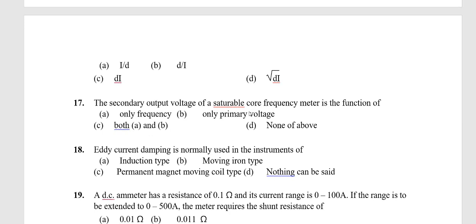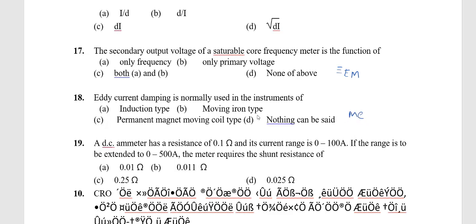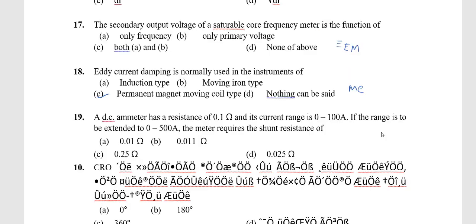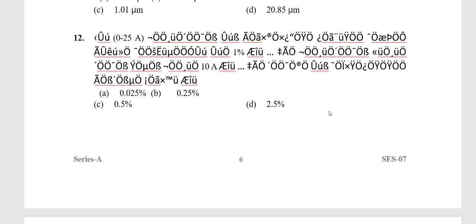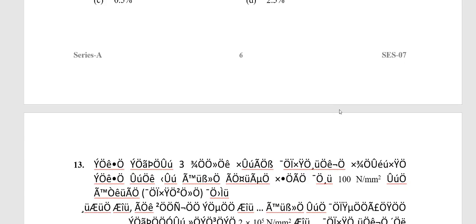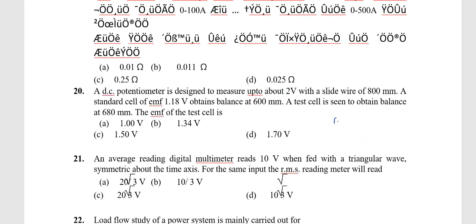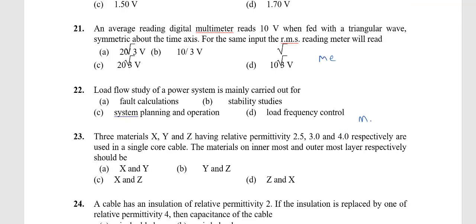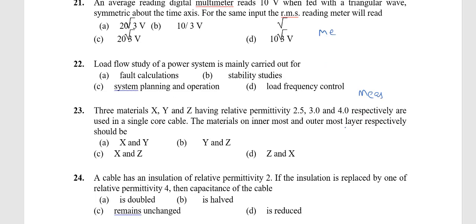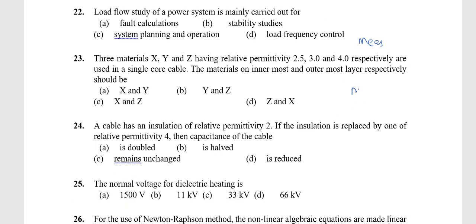The secondary output voltage of saturable core. So this is electrical engineering material. Again, this is measurements, because they are talking about damping normally used in the instruments of induction type, moving coil, permanent. Actually, the answer is permanent magnet moving coil. The DC ammeter, again this is measurements. So you can observe more of the questions in this paper are from measurements. Also, light wire, meter bridge problem, measurements. Maybe this post would have been for measuring some things, so all are from measurements only.